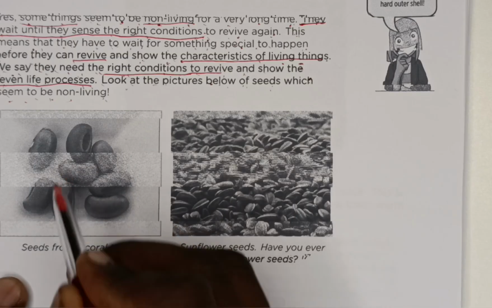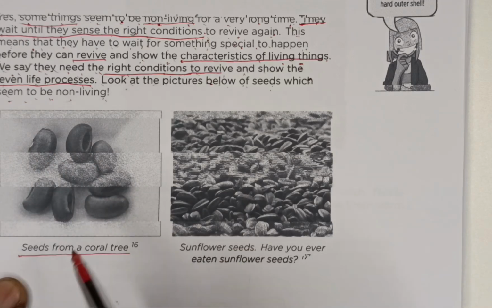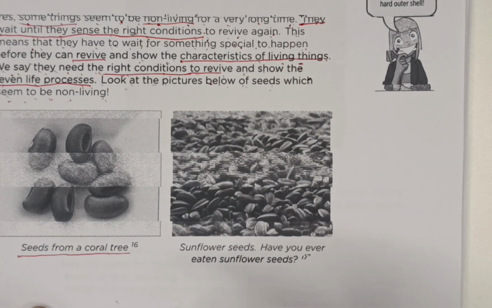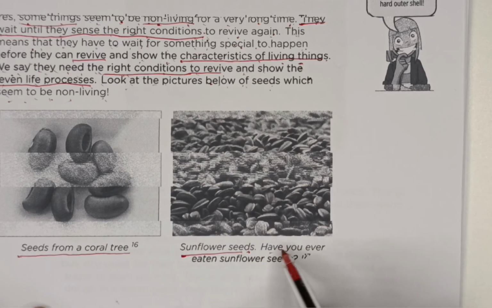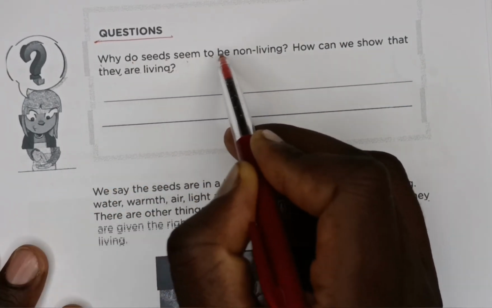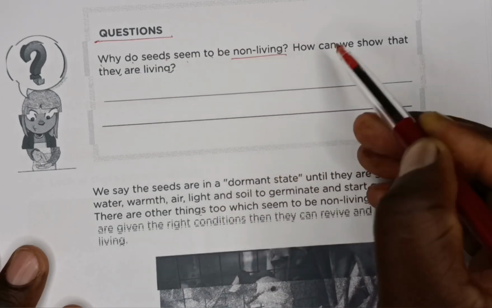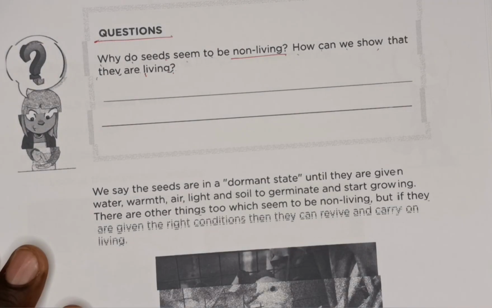So these are the pictures, the seeds from a coral tree. When you look at them, they seem to be non-living. These are sunflower seeds. Have you ever eaten sunflower seeds? When you look at them, they seem like they are non-living. Questions. Why do seeds seem to be non-living, and how can we show that they are living?